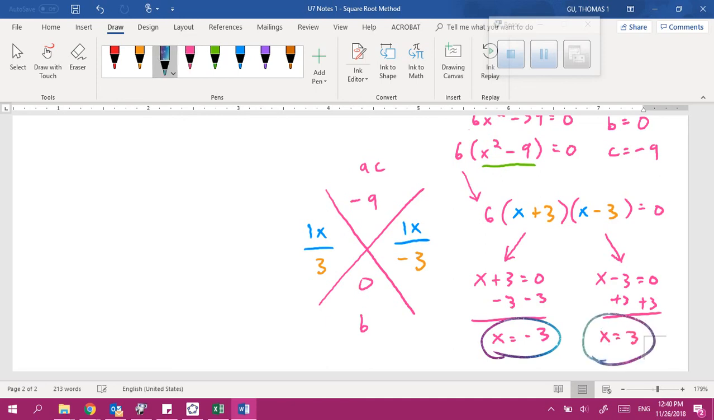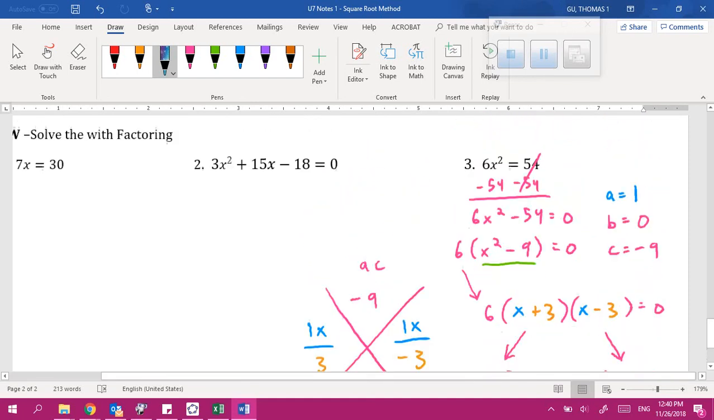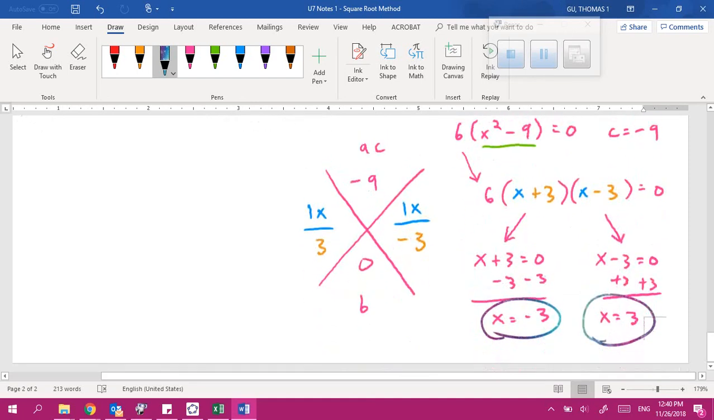And you can see our answers are x equals 3 and x equals -3, which was that exact same answer that I showed you a second ago, x equals plus or minus 3, right? Using the square root method. But notice this takes a lot more work, doesn't it? Yes, it does.